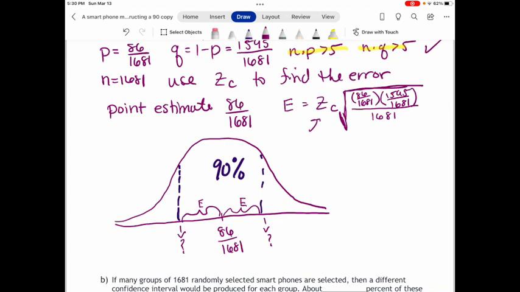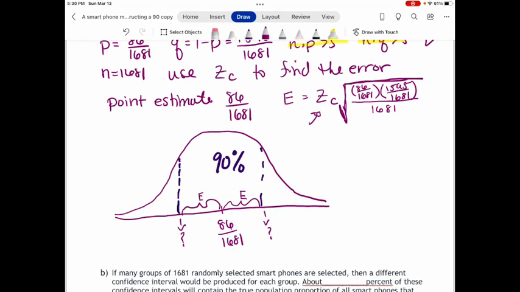Okay, so the last thing we need to do to find our error is figure out what our Z critical is. Our Z critical tells us how many standard deviations away I am from the point estimate. So if I use inverse norm, I can figure that out. If you notice, 5% of my area under the curve lies to the left of this point right here. So I can figure out what that Z is by doing inverse norm.